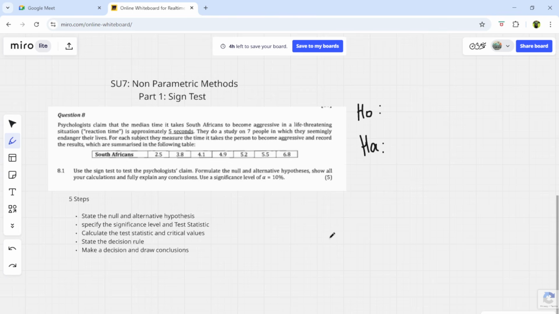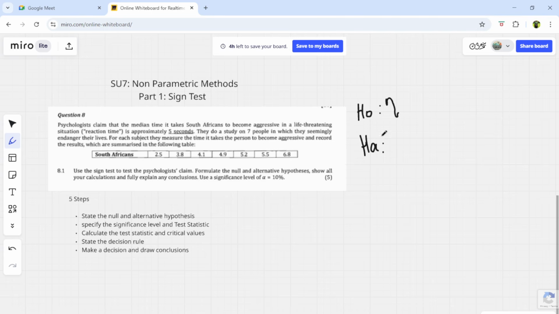Now the question says use the sign test to test the psychologist's claim. Formulate the null and alternative hypothesis, show all your calculations, and fully explain any conclusions, and use a significance level of 10%, alpha equal 10%. Now we have 5 steps here, and like I said, they won't give you the p-value, which you have to compare against the significance level. This is different because in other tests we were dealing with the mean, which was this sign. Now we're going to be dealing with the median as our population parameter, and the median is denoted by this sign over here. It's more like an N, but protruding down a little bit.